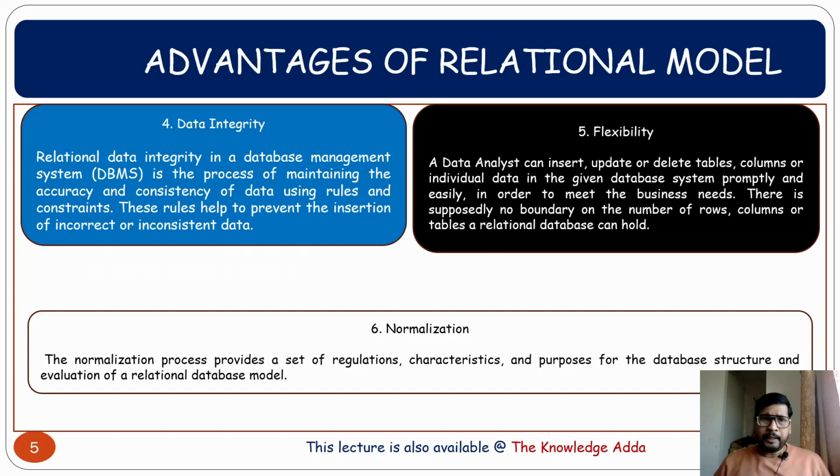Now, data integrity, we have already discussed. Relational data integrity in a database management system is the process of maintaining the accuracy and consistency of data using rules and constraints. Suppose on a column I have applied a check constraint, mentioning that this column cannot accept a value more than 25. When you try to enter a value more than 25, it will generate an error. So basically, these rules prevent the insertion of incorrect or inconsistent data.